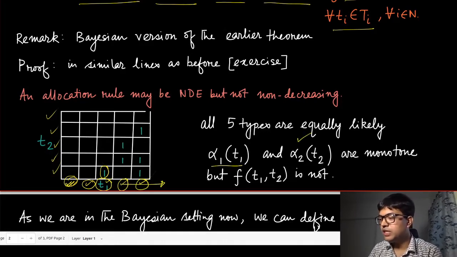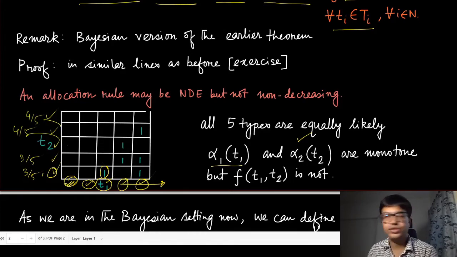Because here now you'll have to count the number of blank boxes, since we are considering alpha 2, that is the allocation probability of player 2. So this will be 3 by 5. In this case it increases, then it goes to 3 by 5 again. Here it is 4 by 5 because there are now 4 blank boxes. Here also it is 4 by 5, and finally it is 1 because it is getting allocated to player 2 altogether.